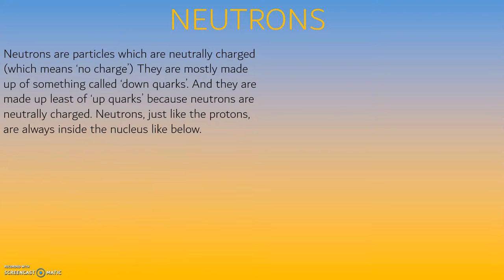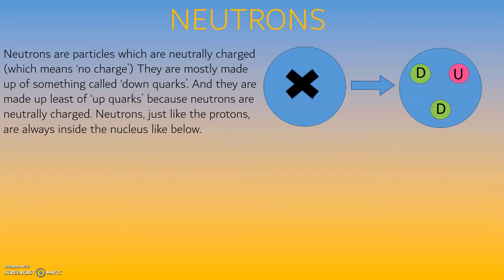Neutrons. Here are some pictures. So neutrons are other particles. They're big and heavy, like protons. They are neutrally charged, which basically means no charge, as we said in the previous slide. And that's basically in their name as well. Neutrons. So they're mostly made up of down quarks because neutrons don't have a charge, so they're down. But protons actually have a positive charge, so they have more up quarks.